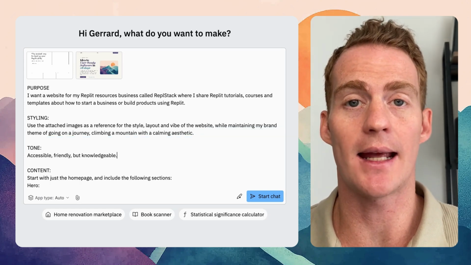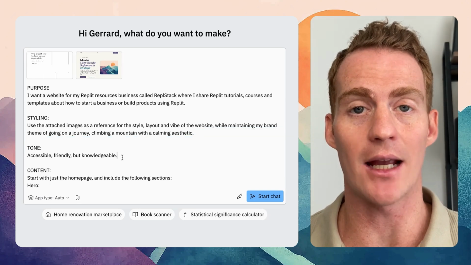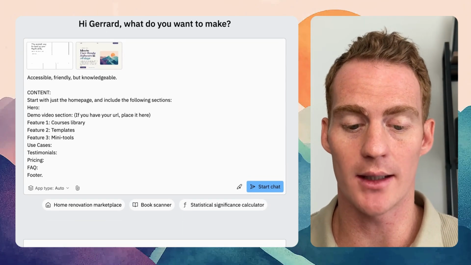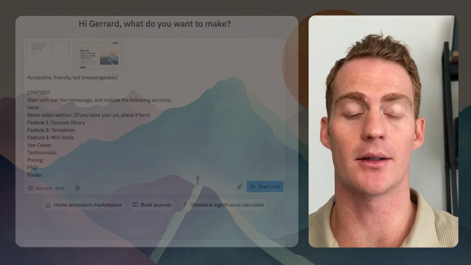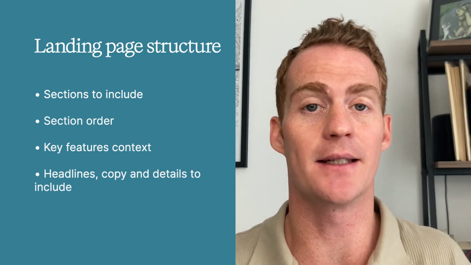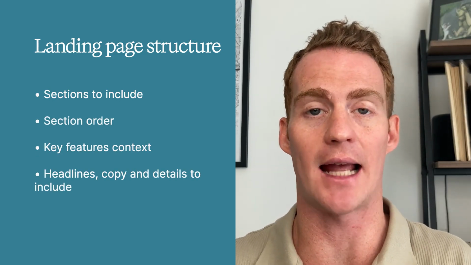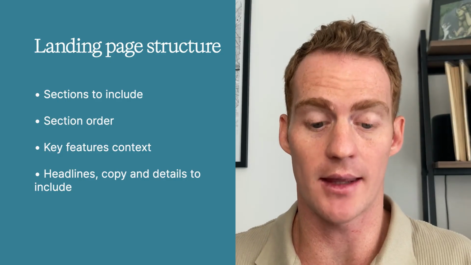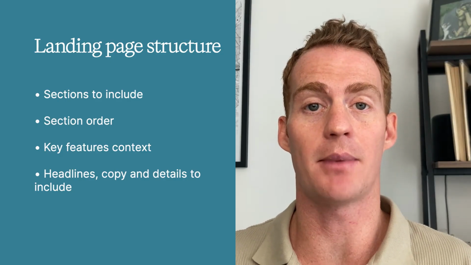Tone, very simple. You can describe some keywords about the language that you'd like to use across the website. And lastly, we get to this content section where you can start to add some specifics about either the sections that you want to include in your landing page or any specific sentences, details, and language that you'd like to use. So for example, with this here, we're just starting with a rather basic landing page structure.